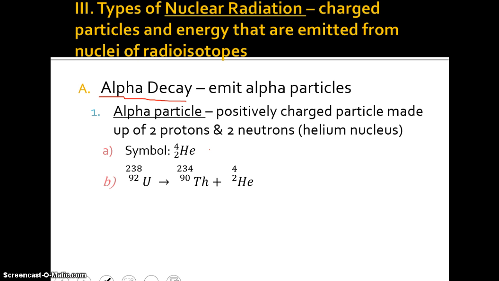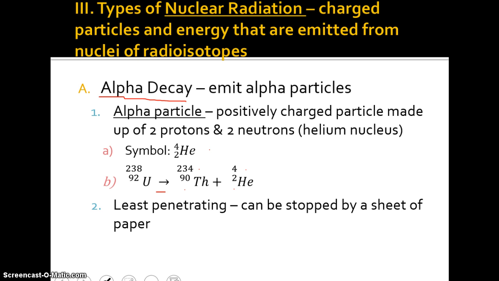An example would be when uranium-238 decays, it emits an alpha particle and then it emits thorium. Do realize that if here's the arrow, the top numbers need to be equal on both sides. We've got 238 on this side, and then 234 plus 4 is 238 on that side, and the bottom numbers need to be equal. So we've got 92 on the left, then we've got 90 plus 2 on the right, so those are equal. This is the least penetrating, and it can be stopped by a sheet of paper.